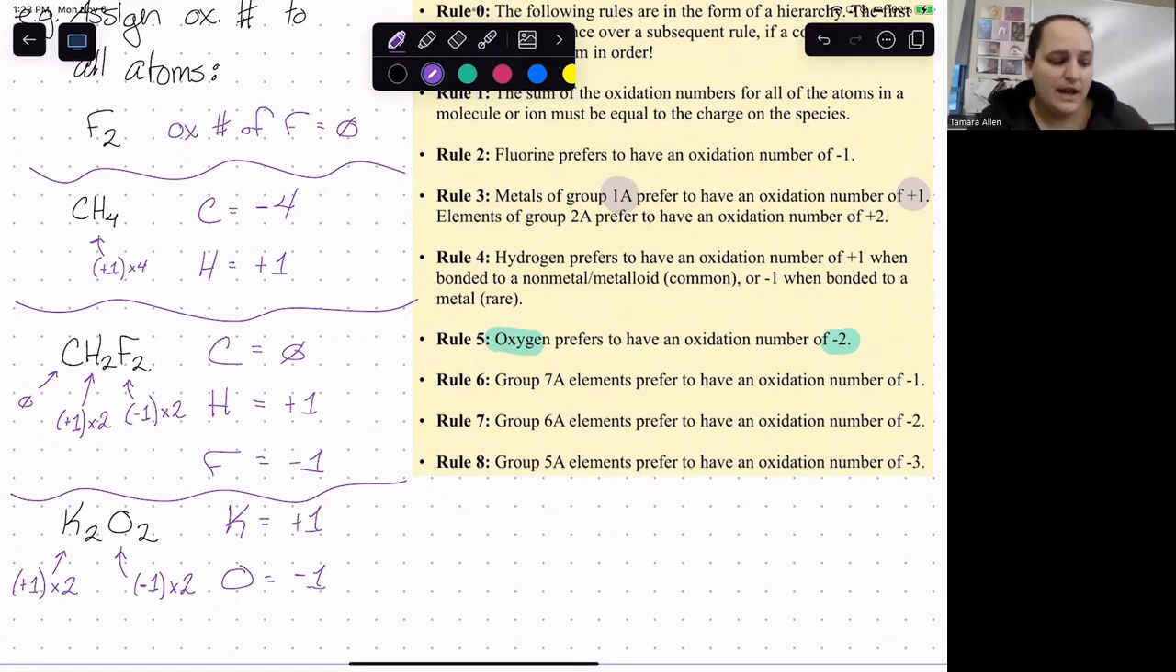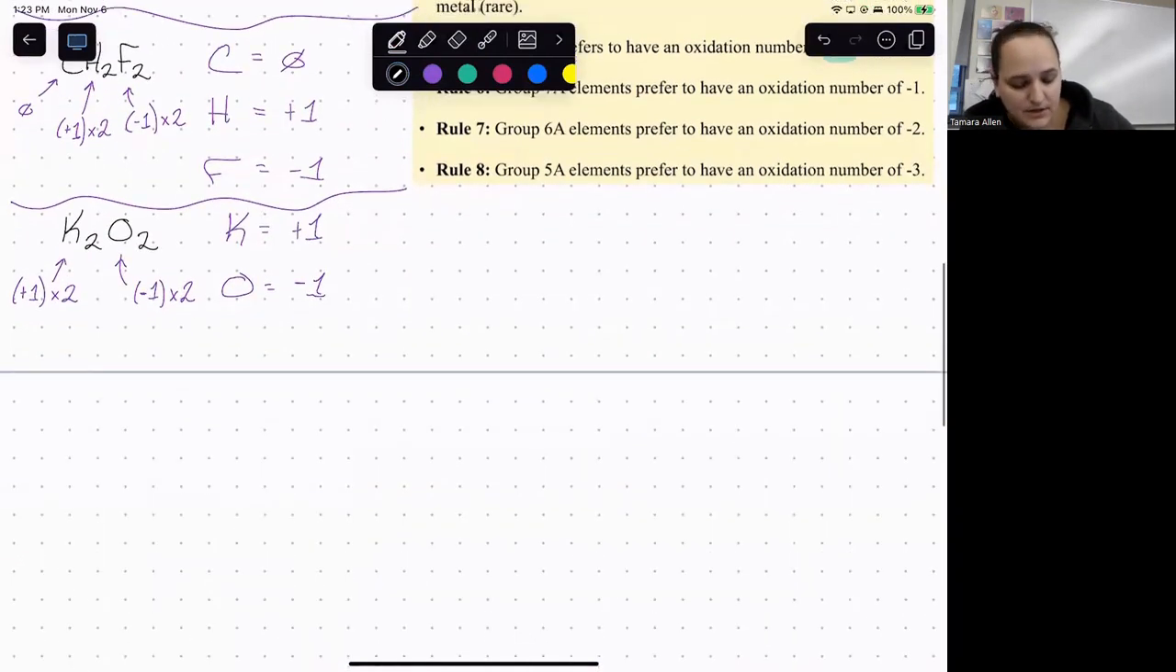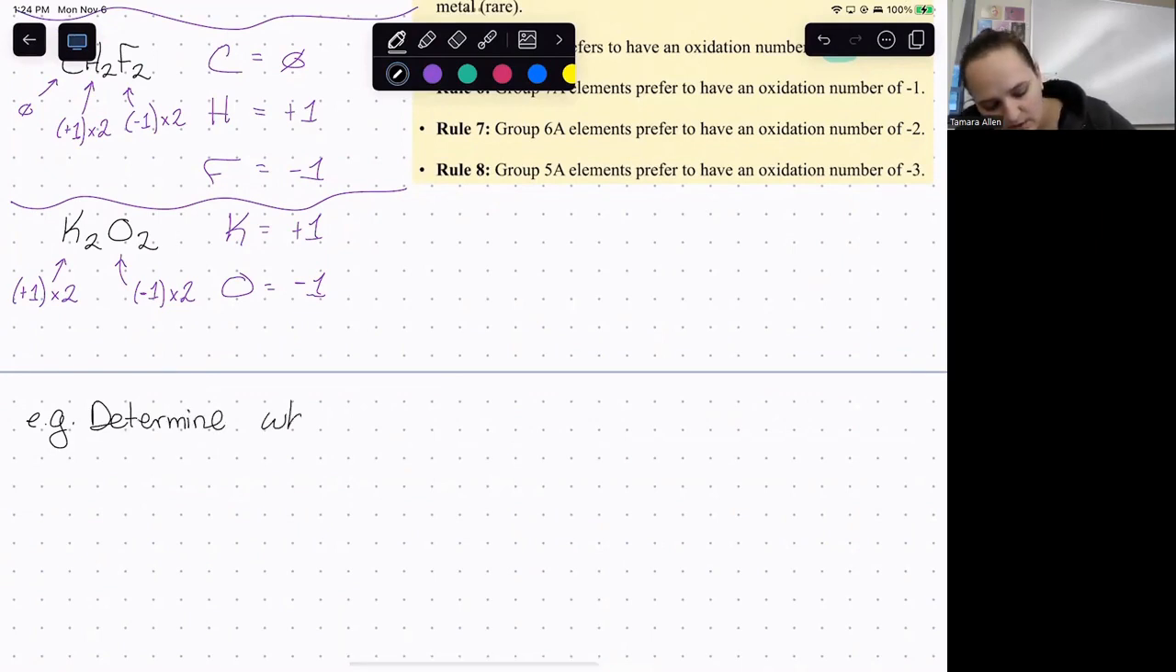So once we get the hang of assigning oxidation numbers, how we actually use them is to determine whether or not oxidation reduction is happening. So we're going to look at an example where I will tell you up front that oxidation and reduction is happening, and we're going to determine what is being oxidized and what is being reduced. And we can do that also using oxidation numbers.